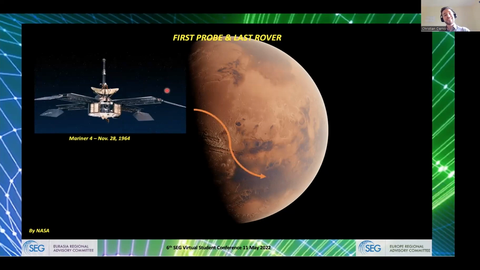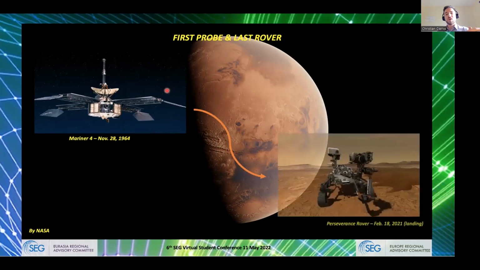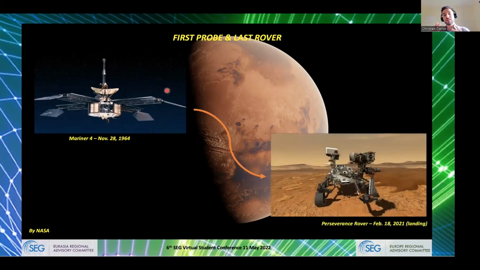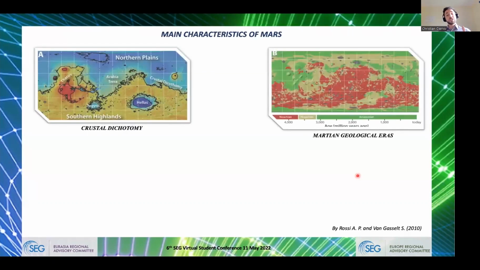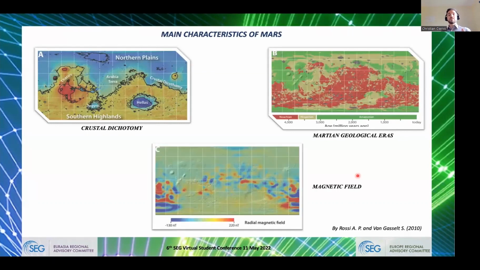Let's go on and see that a lot of probes, landers and rovers landed on the planet. In fact, the last one to arrive is the Perseverance rover, which landed on the 18th of February 2021. Let's talk about the main characteristics of Mars. First of all, we have its crustal dichotomy, with the geological eras and also its magnetic field.